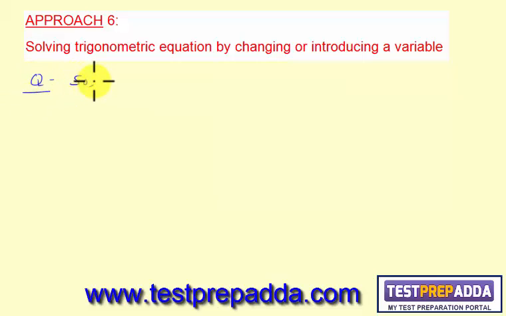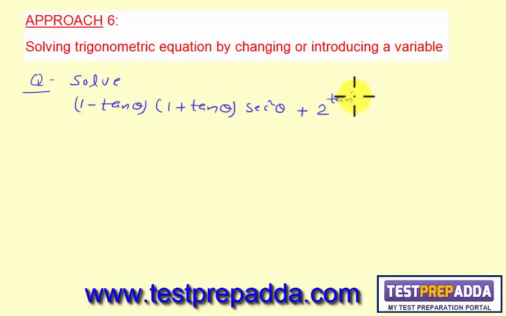Question says solve (1 - tan θ)(1 + tan θ) sec² θ + 2^(tan² θ) = 0. Okay, now here if you see, it is 1 minus tan theta into 1 plus tan theta. So I can write this as 1 minus tan square theta.